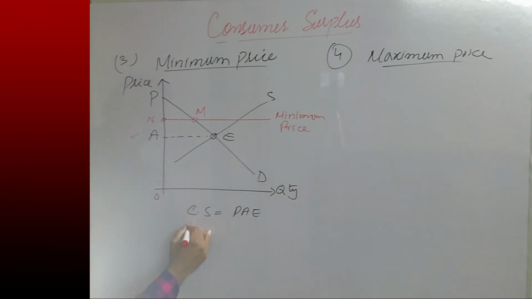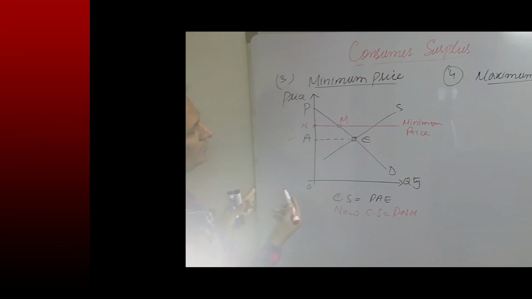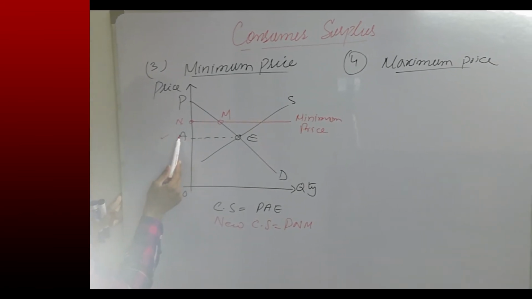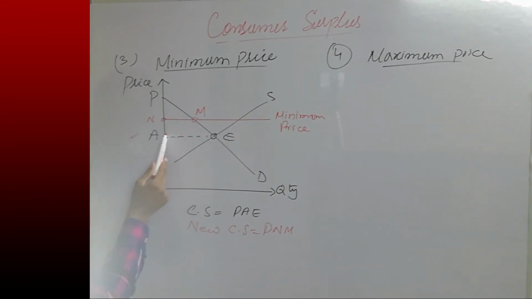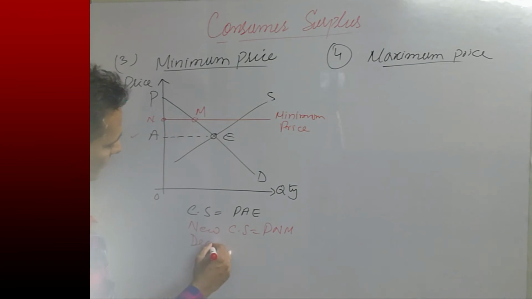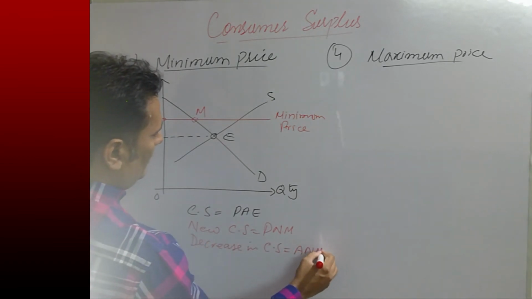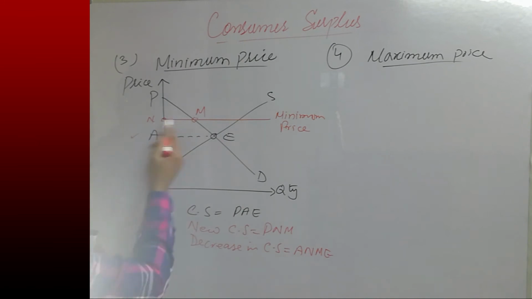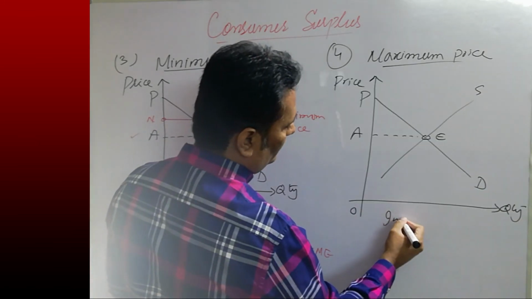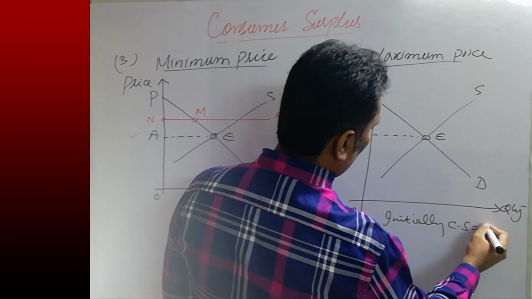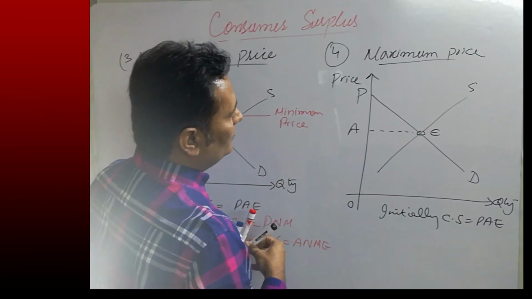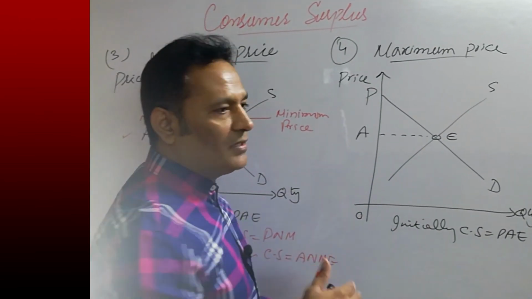Let's say this is the minimum price, and we suppose that this is point N, this is point M. So new consumer surplus is now equal to the area PNM, and we can see that there is a decrease in consumer surplus equal to this much area. So ANME is the loss of consumer surplus, or decrease in consumer surplus. Again, this is the area of a trapezium. Initial consumer surplus is equal to PAE, and if the government sets a maximum price, which is always set below equilibrium.